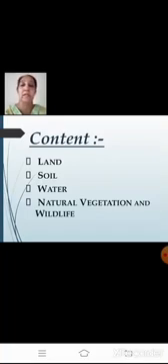We have already learnt about land, soil, water, right? So today we are going to deal in this session with natural vegetation and wildlife. Just before going to that topic, in water we learnt about the uses of water, then the problems of water availability and the methods that were used for conservation of water resources, right?